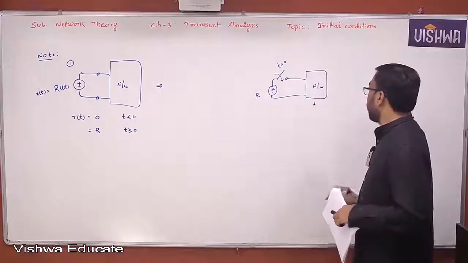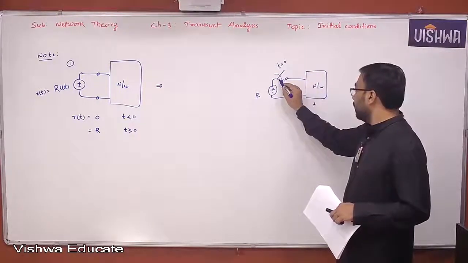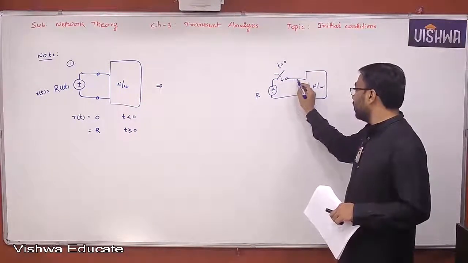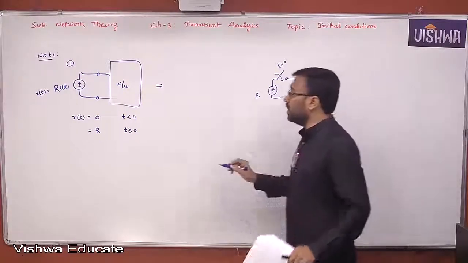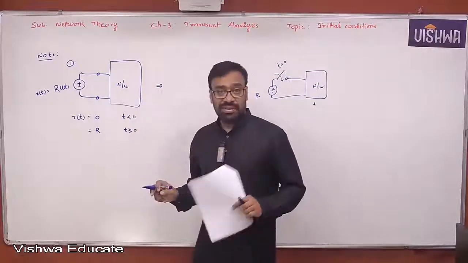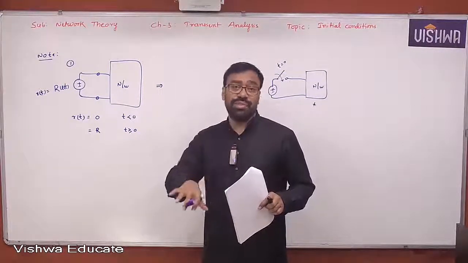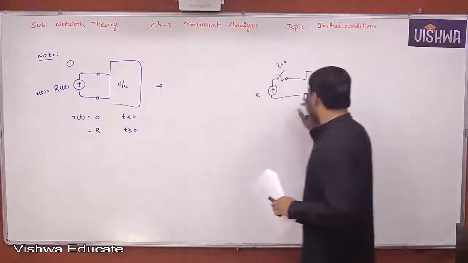Because for t less than 0, the input given to the system, since it is an open circuit, the current given to the network is 0. But what do you want actually here? It is a voltage source. 0 volt is supposed to be given. It should not be an open circuit. It should be a short circuit across the two terminals of the network. Therefore, this is not valid.